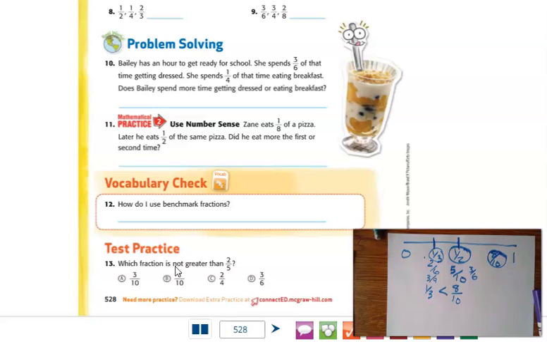Which fraction is not greater than 2/5? So figure out which one of these, if you were looking for one that is greater, which one is not greater. All the other ones will be greater than that. Okay, so 528 is the end of what you're doing. And thank you for all your hard work.